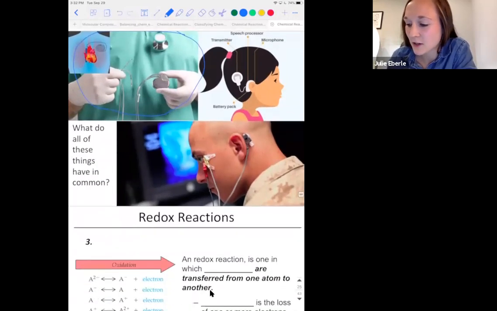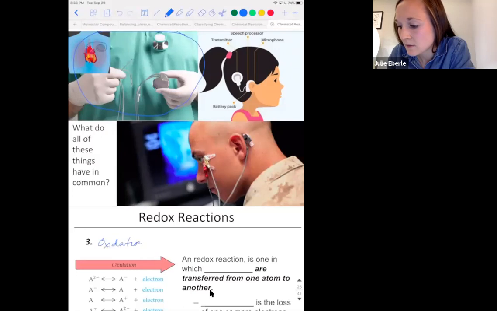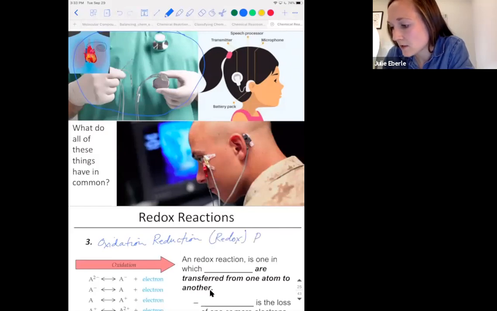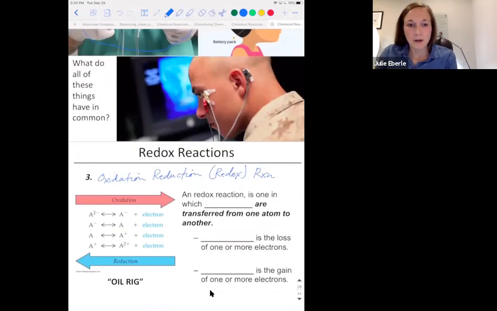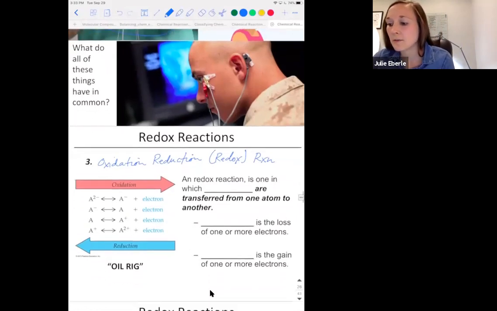The last kind of reaction we're going to talk about is known as an oxidation reduction, and you abbreviate it redox reaction. Oxidation reduction reactions, redox. Now, an oxidation reduction reaction is one in which electrons are transferred from one atom to another. I'll go back to green. So you guys are familiar with electrons being transferred. This is nothing new.